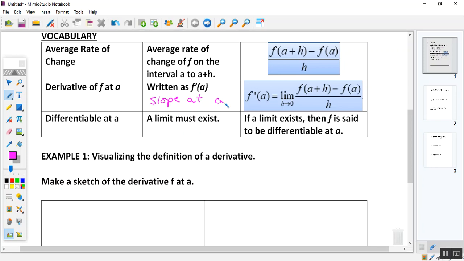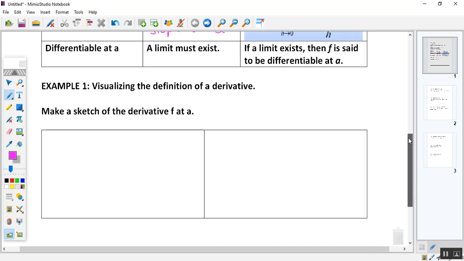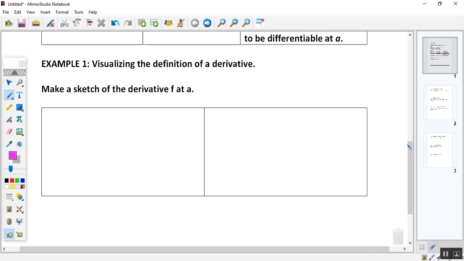Okay, let's get rolling. Example 1's a good one. It says visualizing the definition of what, kids? Okay. Let's write that definition of the derivative down again. It's the limit as what?